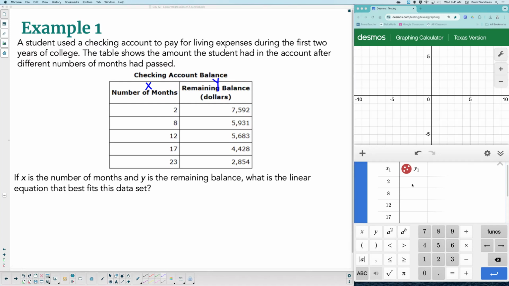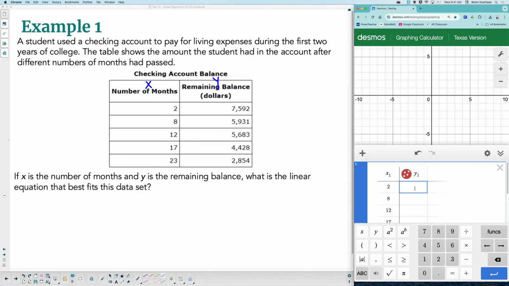Okay, so I know Desmos just says X and Y automatically, but for us on our paper, I'd always do that. Okay, don't type in the commas. The commas won't work. Don't type in the commas. So if you have commas, you have to backspace those out of there.